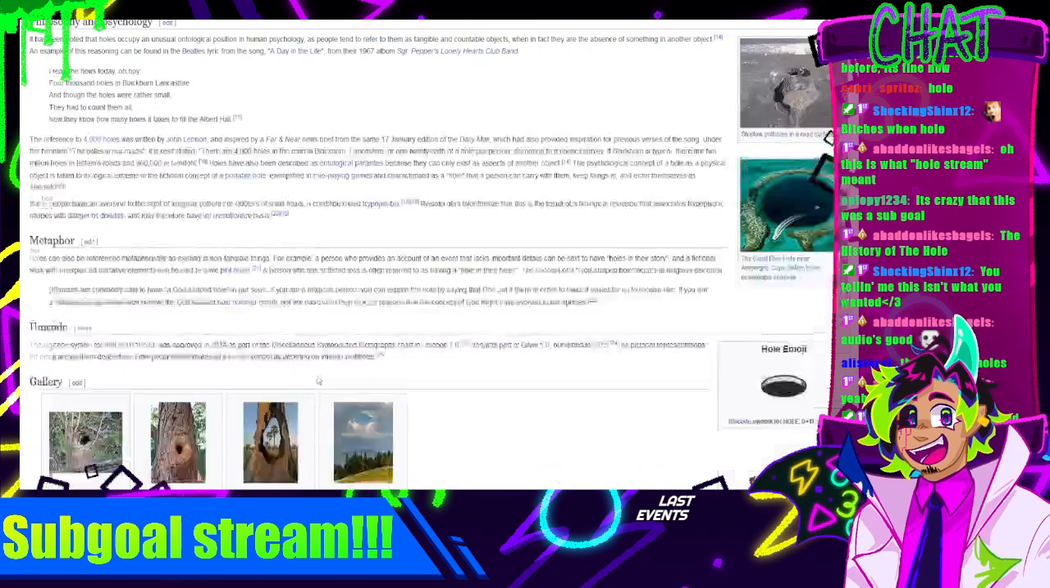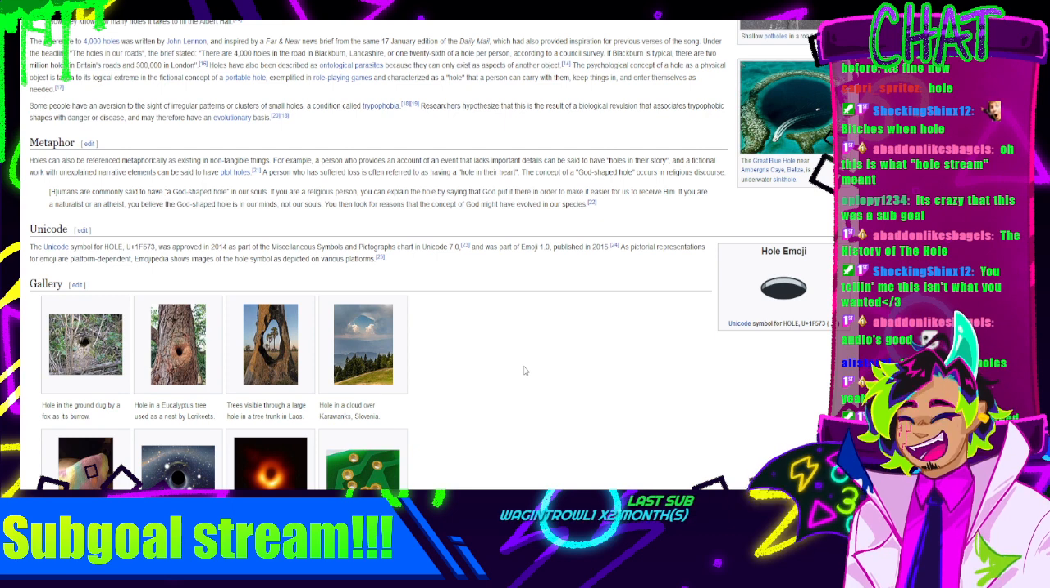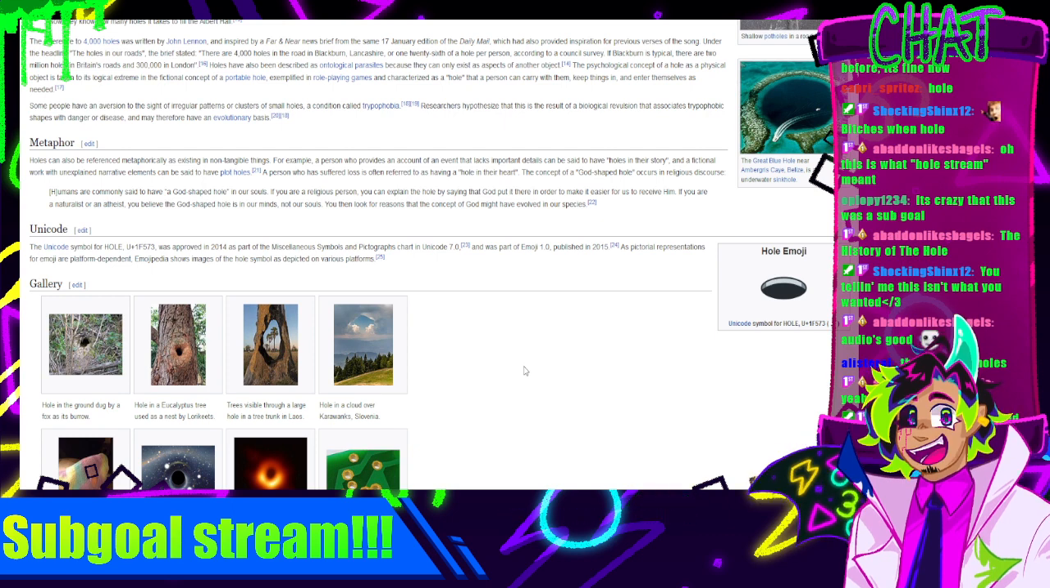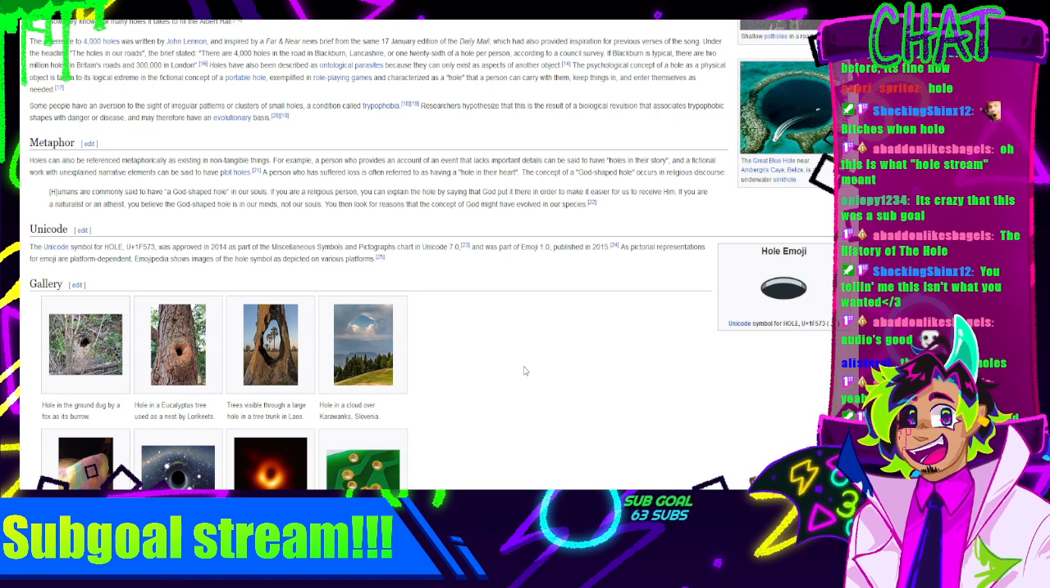Okay, metaphor. Holes can also be referenced metaphorically as existing in non-tangible things. For example, a person who provides an account of an event that lacks important details can be said to have holes in their story, and a fictional work with unexplained narrative elements can be said to have plot holes. A person who has suffered loss is often referred to as having a hole in their heart.